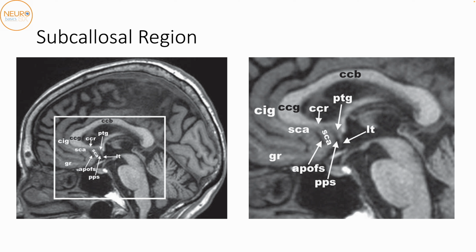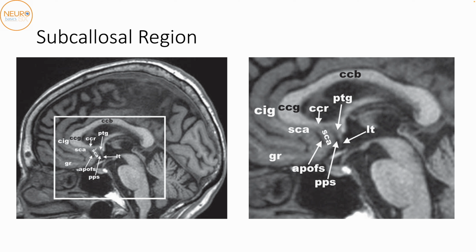Okay, so another important area is the subcallosal region. So below the callosum, you have a few important structures. First of all, it's important to know what are the different areas of the corpus callosum. This is the corpus callosum body. The anterior turn over here is the genu. And then below the genu, whatever is the corpus callosum is the rostrum.